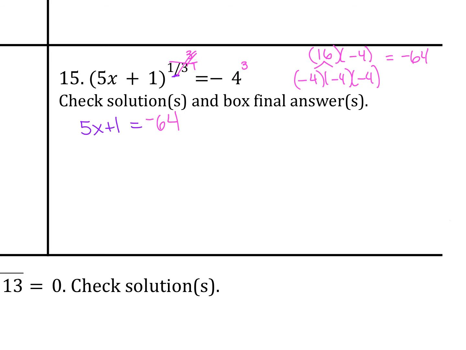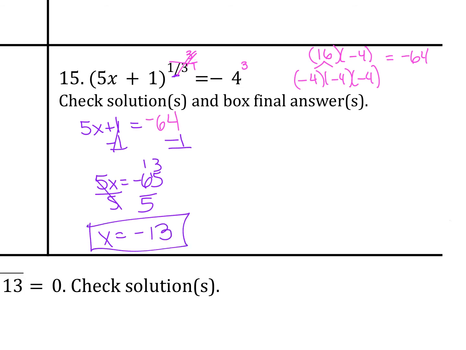So now we just solve for x. Subtract 1 from both sides. So we get 5x = -65. Divide by 5. So therefore x equals, 5 goes into 6 once, into 15 three times, so -13.